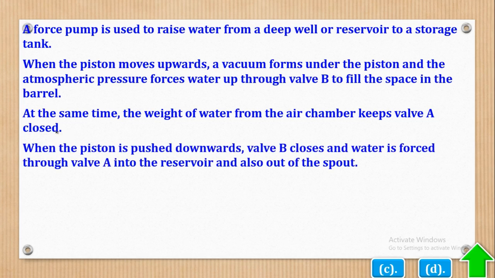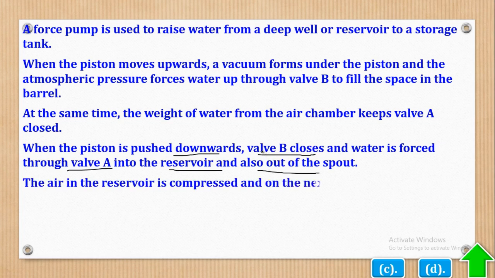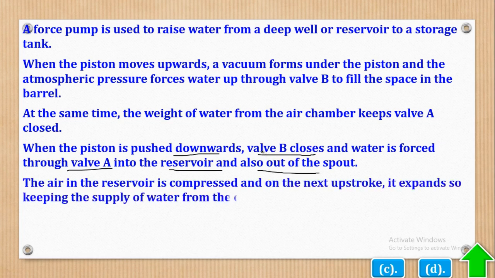What about the downward stroke? We shall say that when the piston is pushed downwards, valve B closes and water is forced through valve A into the reservoir and also out of the spout. The air in the reservoir is compressed, and on the next upstroke it expands, so keeping the supply of water from the outlet constant. So that was part C.